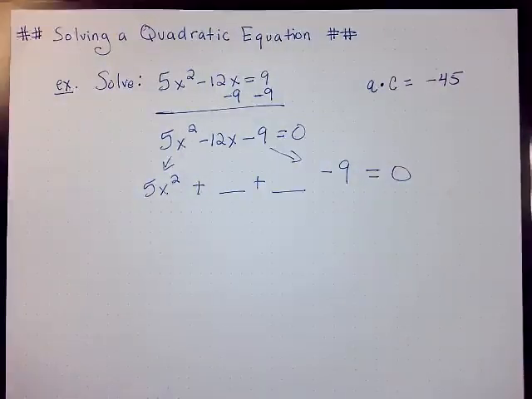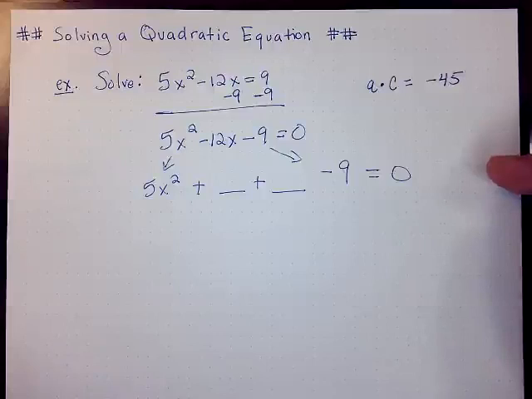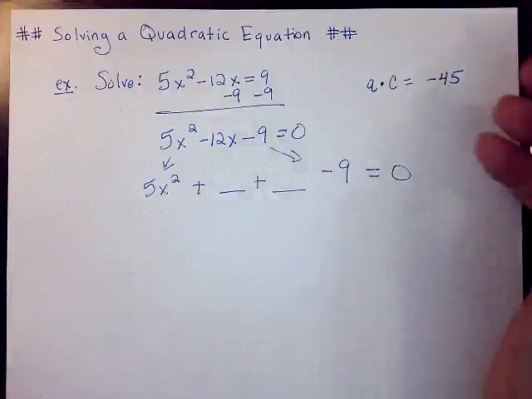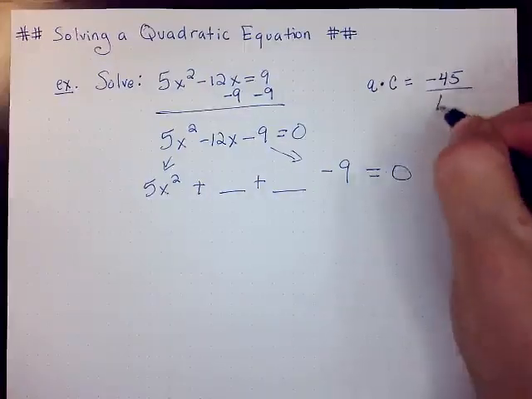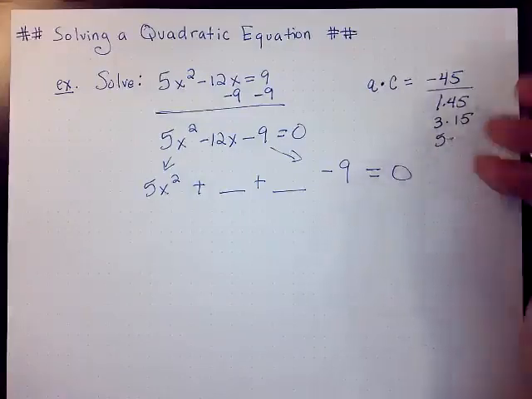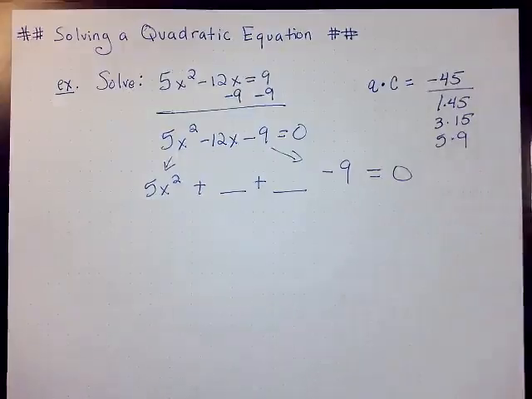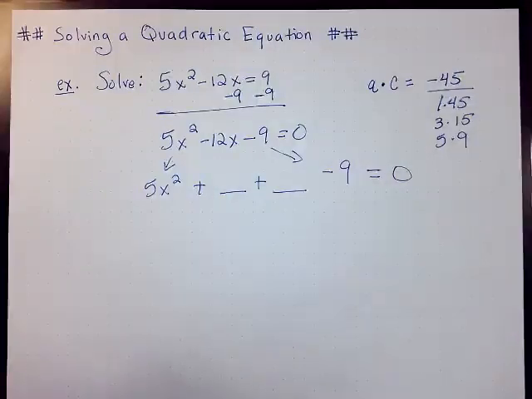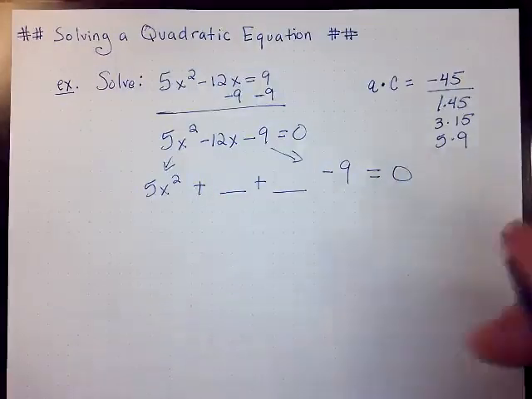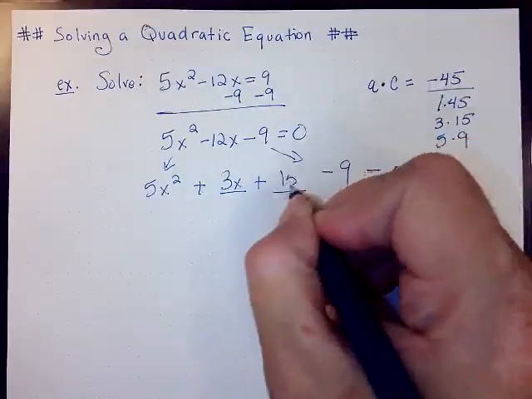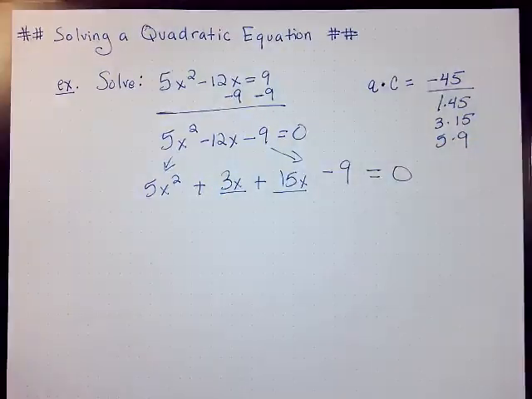Now we need to figure out what are the factors of negative 45 that multiply to give me negative 45 and add to give me negative 12. If I break down 45, I get 1 and 45, 3 and 15, and 5 and 9. The combination of these numbers that will give me the 12 that I'm looking for is the 3 and the 15. So I can go ahead and put 3x and 15x in the blanks.